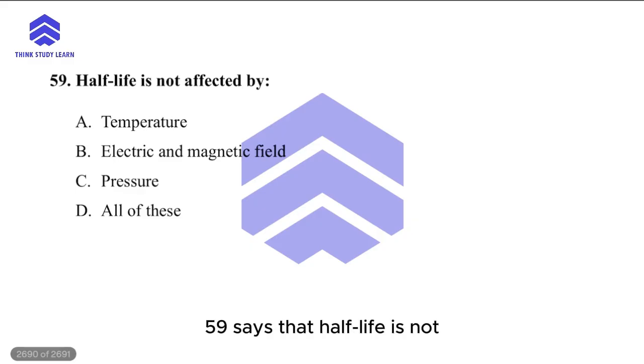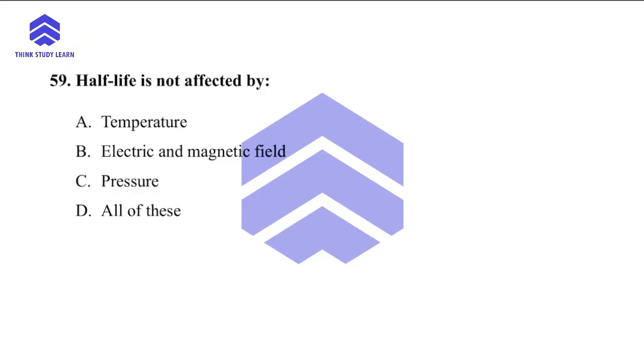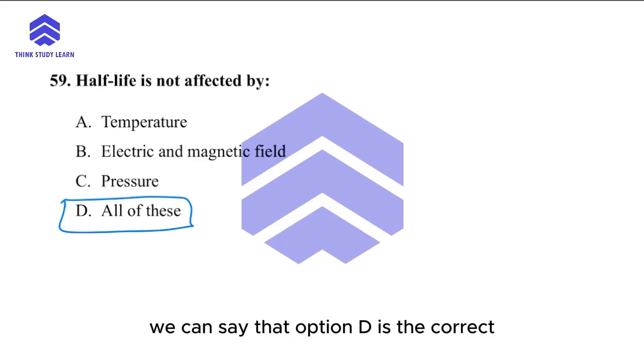Question 59 says that half-life is not affected by temperature, electric and magnetic field, pressure, all of these. We studied that half-life depends only on the nature of the radioactive sample. So temperature, pressure, electric and magnetic field do not affect radioactivity or the half-life. Hence, we can say that option D is the correct answer.